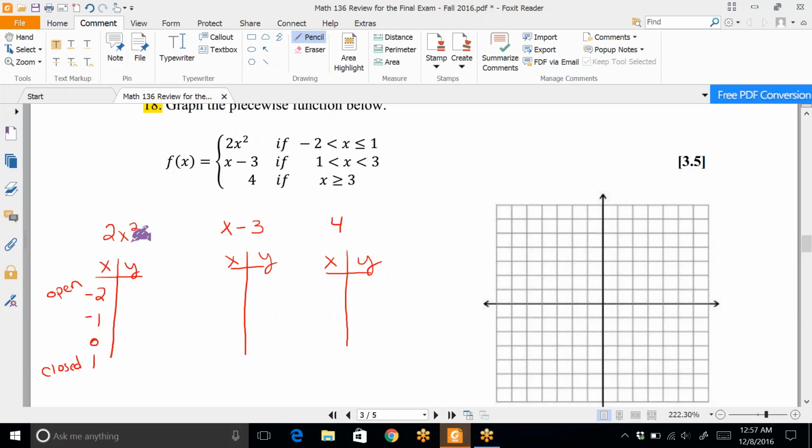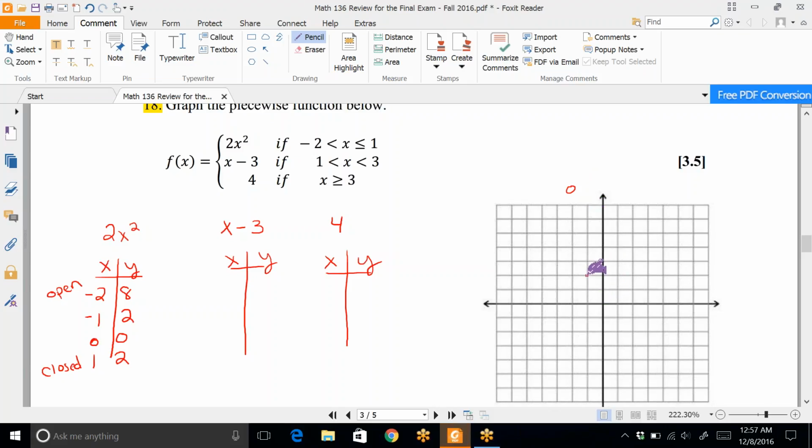So -2 squared is 4 times 2 would be 8. -1 squared is 1 times 2 would be 2. 0 squared is 0 times 2 is 0. 1 squared is 1 times 2 is 2. I usually go ahead and just graph it as I go. So this is -2 and then up 1, 2, 3, 4, 5, 6, 7, 8. And that's an open circle.